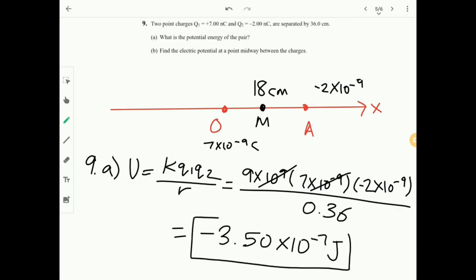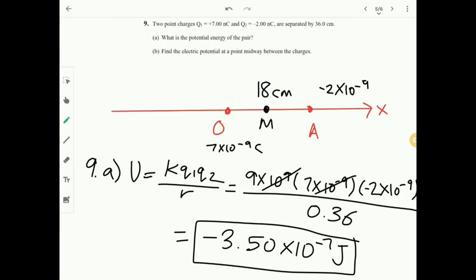One important thing, guys, we should take care of the significant figures in the exam because marks will be taken for the answers because it's computer correctable. Moving on to part B, last part. Find the electric potential, or the V basically, at a point midway between the two charges.